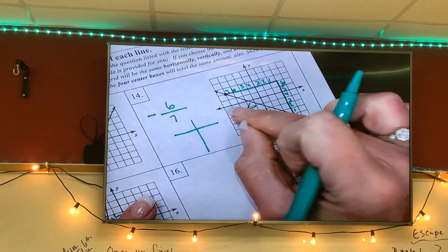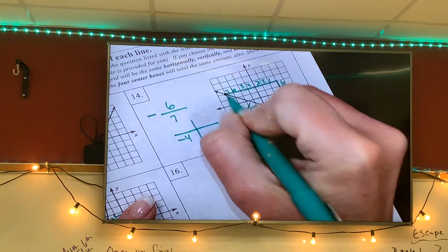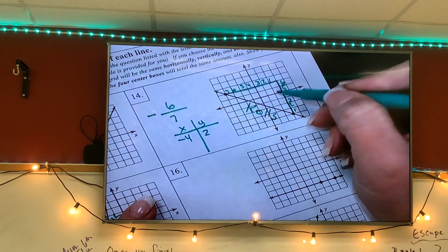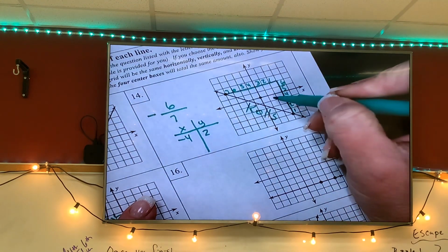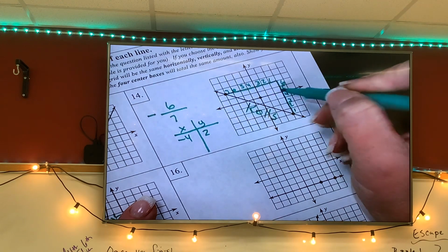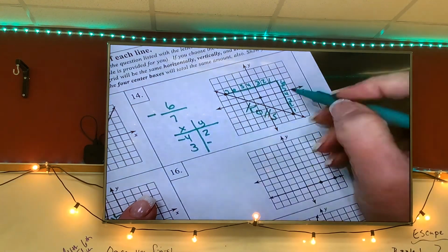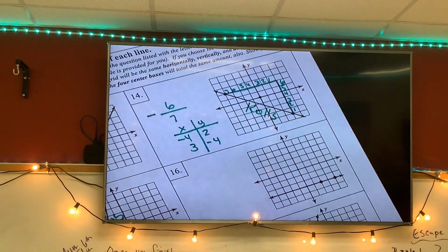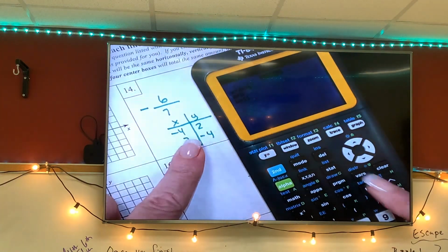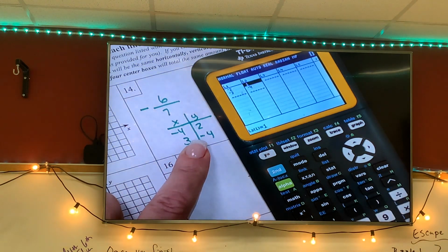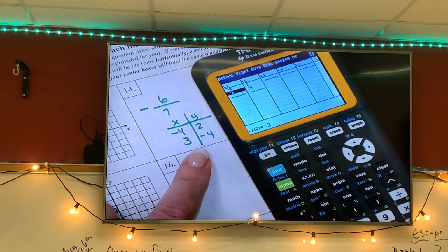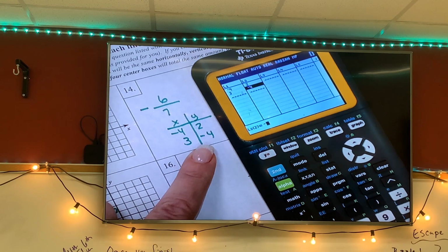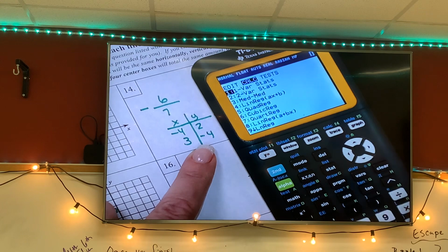1, 2, 3, 4. -4 is my X, and my Y is 2, positive. My other one, remember that's 0, 0 right there, that's where I would start counting from, is 3, -4. So I'm now going to go to my calculator, just checking myself, and I'm going to go to stat edit, -4, 3, 2, -4, stat calc 4, enter.